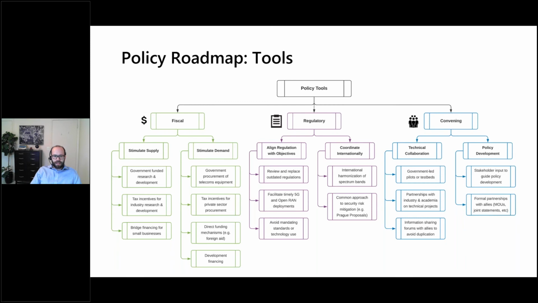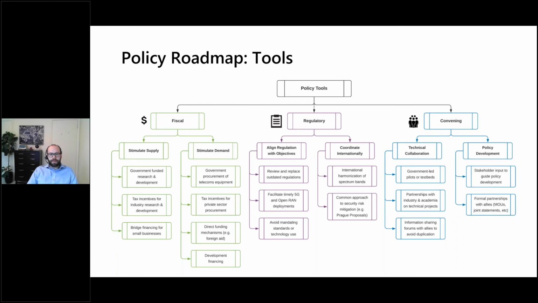Stimulating demand, particularly through private sector investment, is a great way to stimulate supply because you're growing the overall market. So those two shouldn't be viewed entirely in isolation from one another. Within the regulatory bucket, I'd say these two columns neatly break out into the domestic and international piece of things. On the domestic side, we're looking at reviewing and replacing outdated regulations, facilitating timely 5G and Open RAN deployments, because again, those things help to stimulate demand. They help to bring forward or shorten the curve of technological adoption.